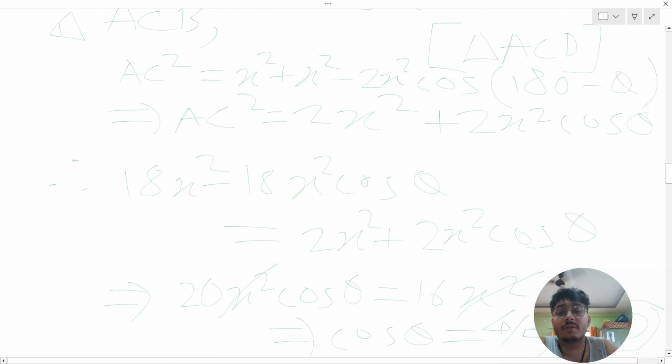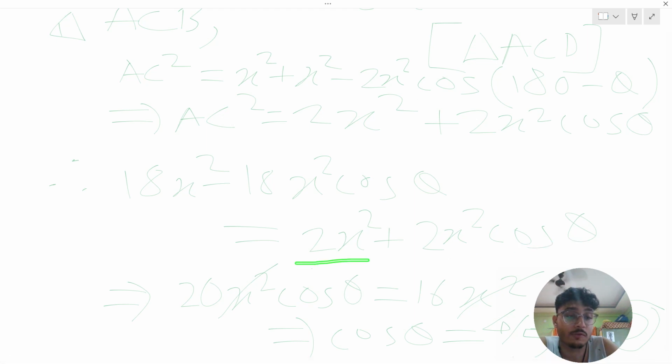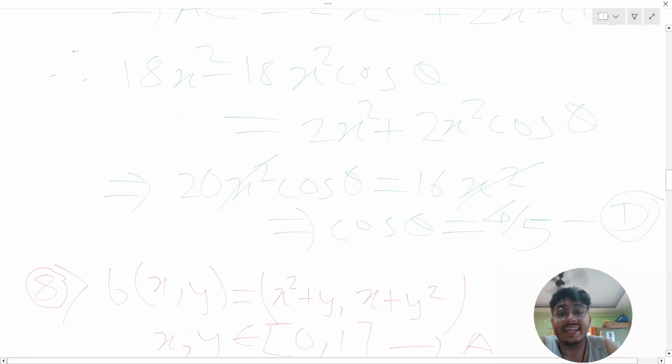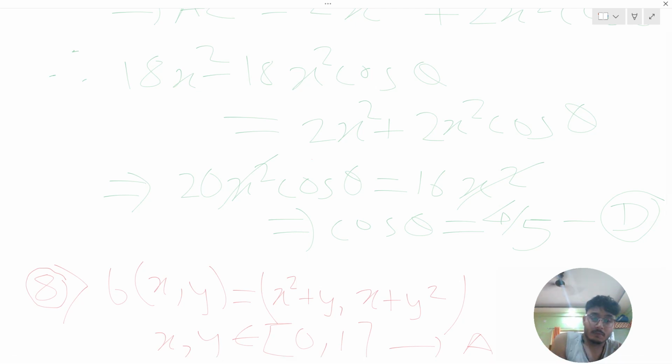Equating AC square from both the relations, we get 18x square minus 18x square cos theta equals 2x square plus 2x square cos theta. That gives me 20x square cos theta equals 16x square. So cos theta equals 4 by 5, which is my option D. Good use of property of geometry.